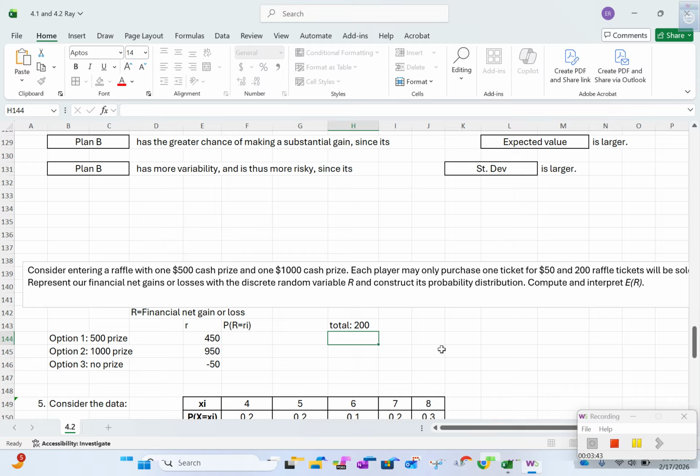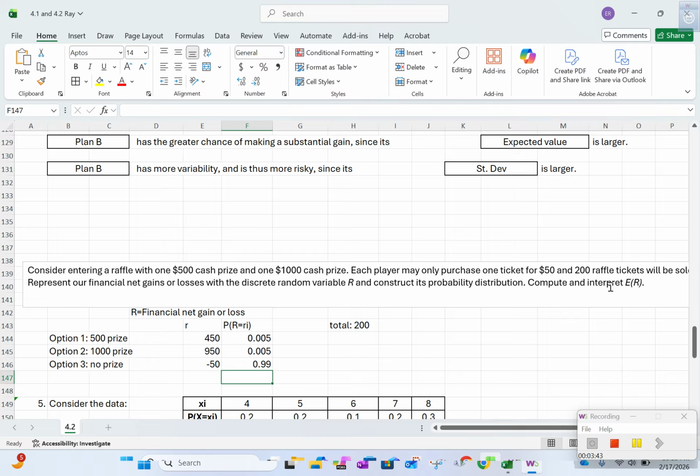So each draw is 1 out of 200. There was exactly one $500 prize, so that's going to be a probability equal to 1 over 200. Similarly, there was one $1,000 prize, so it equals 1 over 200 again. And then no prize, the leftovers, is going to be equal to 198 over 200. Remember, when you add these up, they have to hit 1. So that's 100%, it works out.